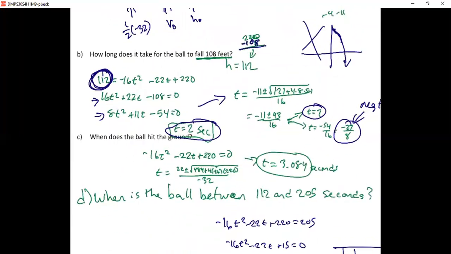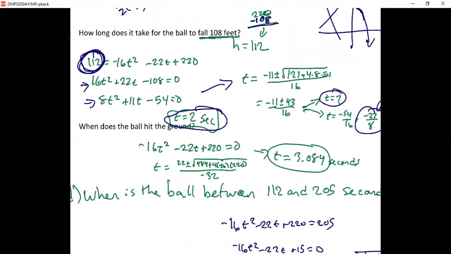Then 2 more questions. When does the ball hit the ground? Hitting the ground means we have a height of 0. So I plug in 0, put this into the quadratic formula, and I get t equals 3.084 seconds.